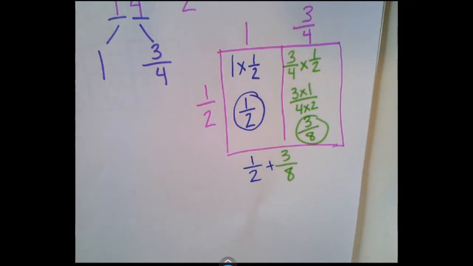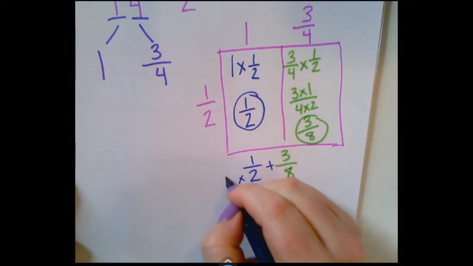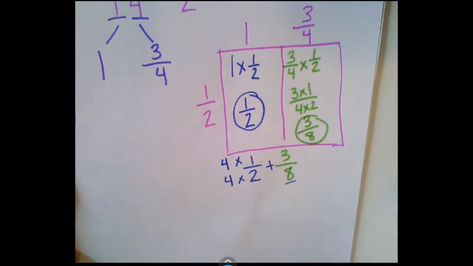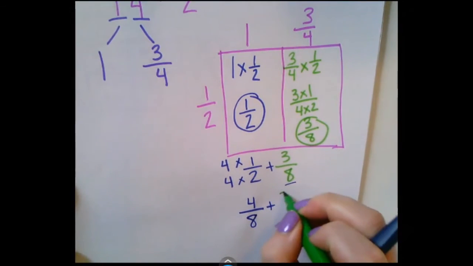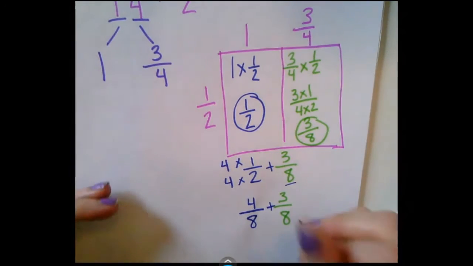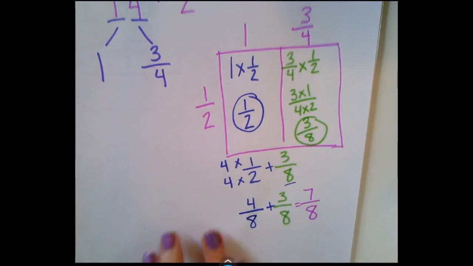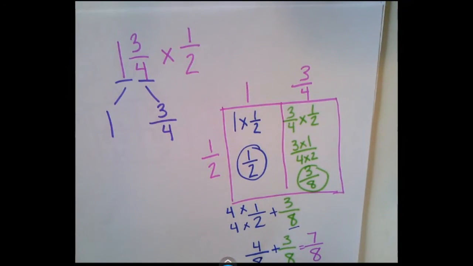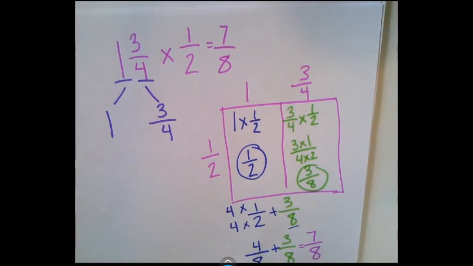So when I look at these two problems, I think to myself, what can I do? Well, I have an 8, and I can do 2 times 4 and 1 times 4. And that gives me 4/8 plus 3/8. And now my answer is 7/8. So 1 3/4 times 1/2 is 7/8.